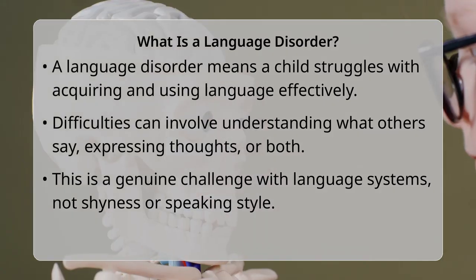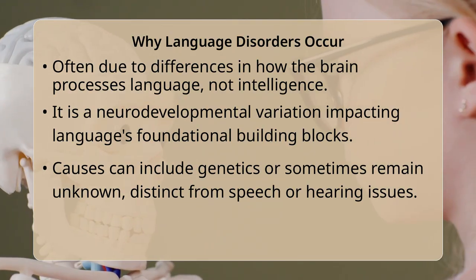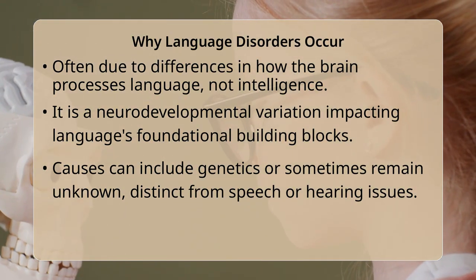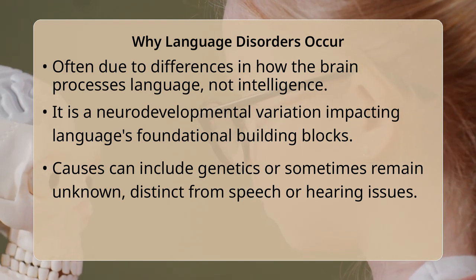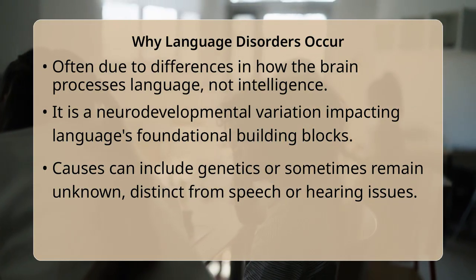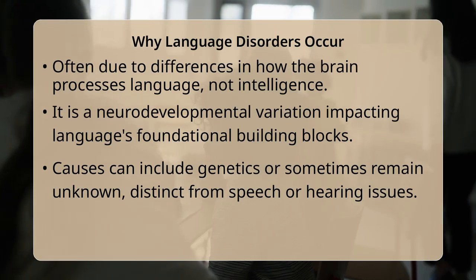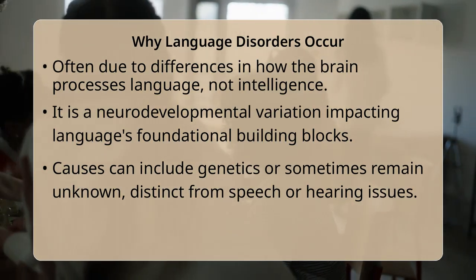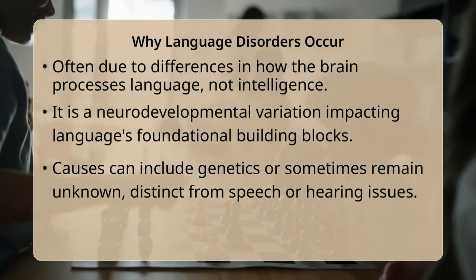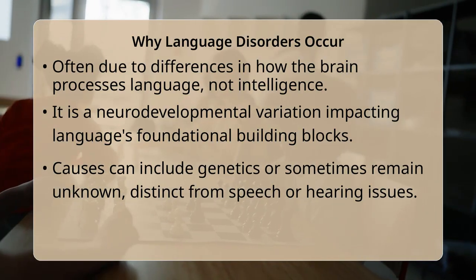The core reason behind a language disorder is often a difference in how the brain processes language. This is not due to a lack of intelligence or effort, but rather a neurodevelopmental variation. Think of language development as building a house. There are many components: vocabulary, grammar, sentence structure, and the ability to tell stories. For a child with a language disorder, some of these building blocks might be missing or not connecting properly, making it harder to construct and understand linguistic structures.